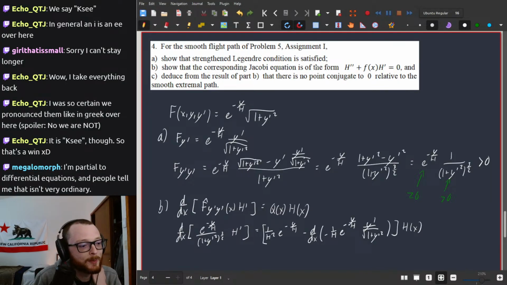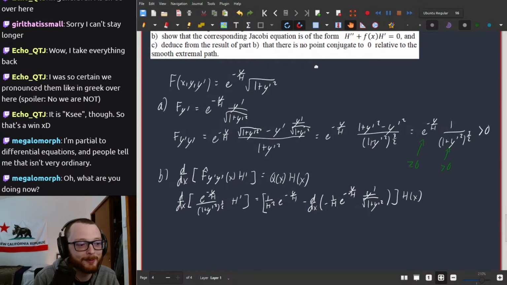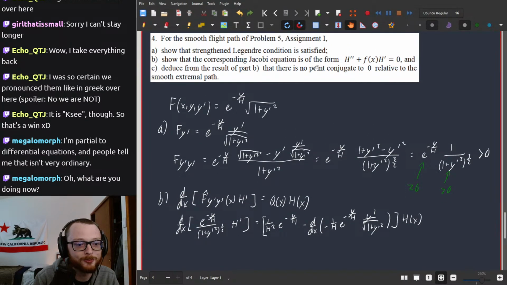Partial differential equations, people tell me that isn't very ordinary. No, it's not. Oh yeah, I saw PDEs in my title and I rage quit doing PDEs. Hope we're doing well, Megalomorph. I mean, to be fair, I guess I haven't learned enough about partial differential equations. But I do like them. Maybe I won't like them by the end of my class. This is calculus of variations homework.